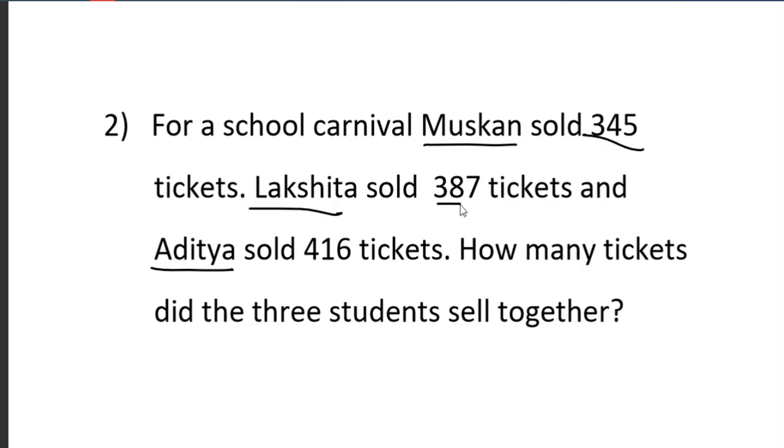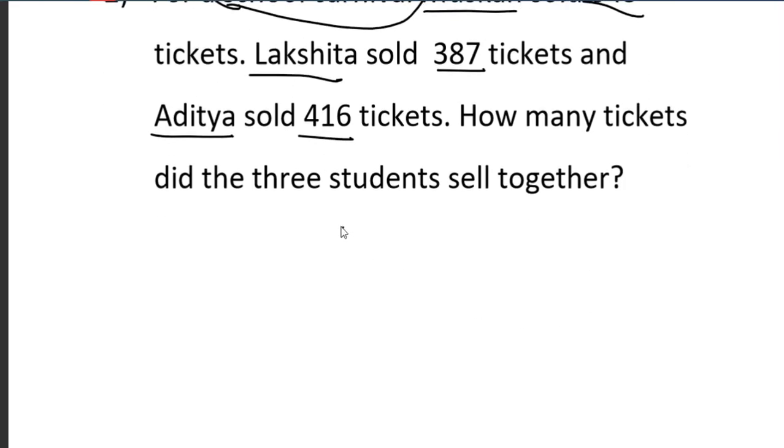Muskan sold 345 tickets. Okay, Lakshita sold 387 tickets. And Aditya sold 416 tickets. For what reason? They sold tickets for a school carnival. Okay, children. So what is the question given? This is the information given. So let's find out what the question is. How many tickets did the three students sell together?